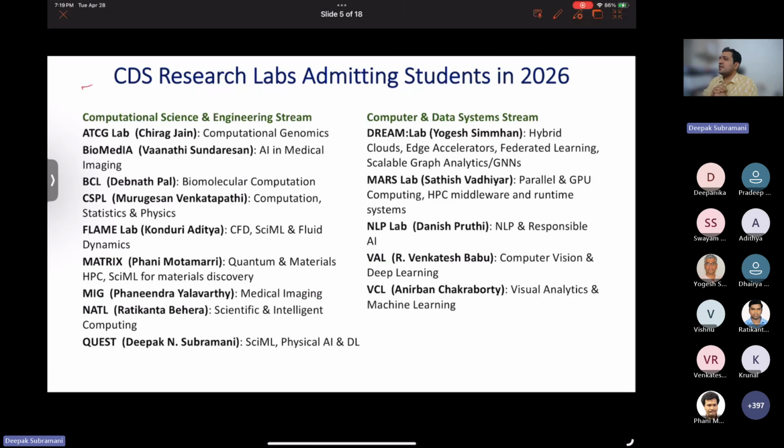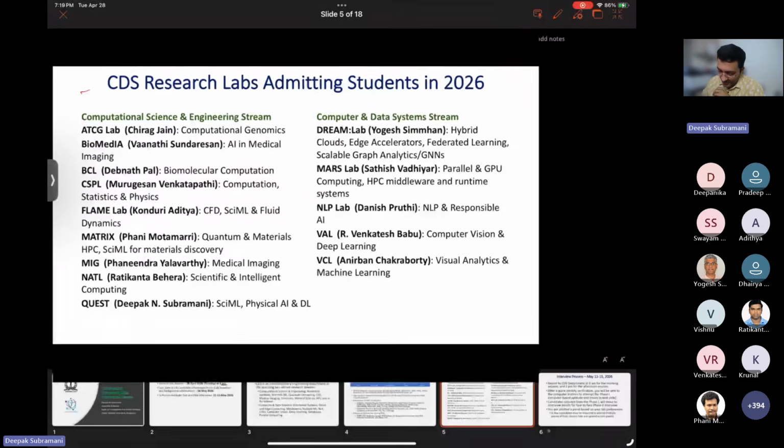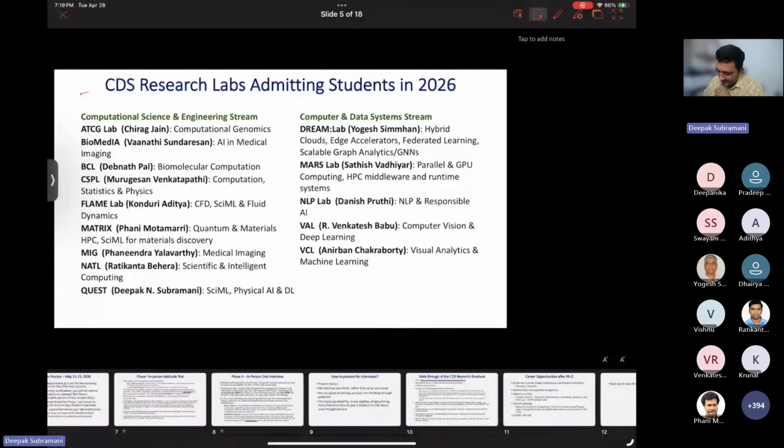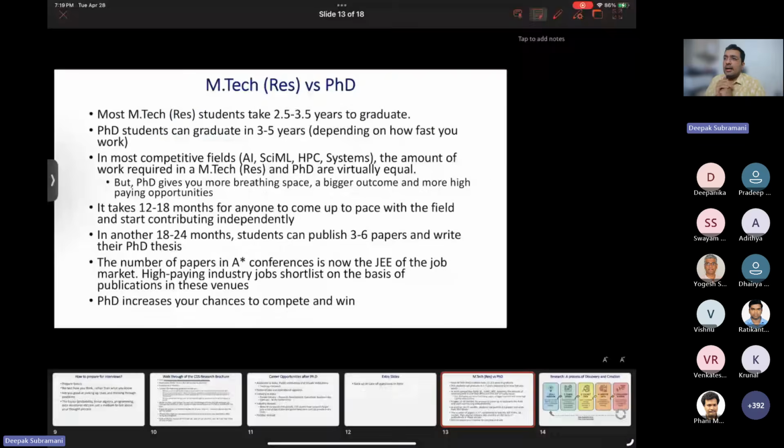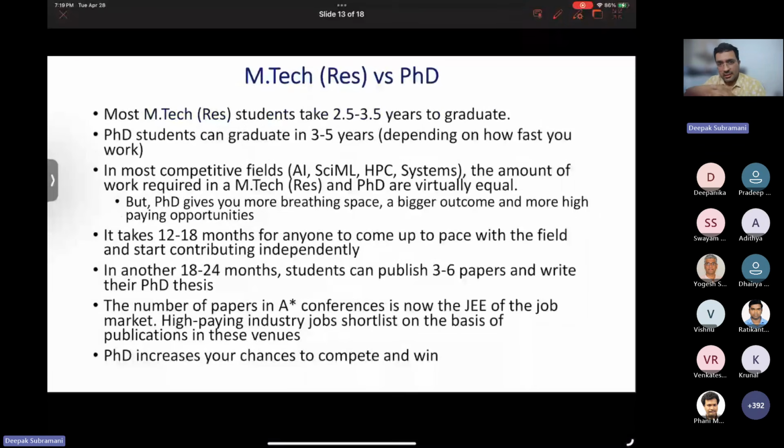Okay. I'm still confused. Is MTech research and PhD we are talking about the same? Excellent question. I had a slide on PhD versus MTech research, and I was going to tell you what the difference between PhD and MTech research is. See, MTech research is a master's degree. PhD is a doctoral degree.